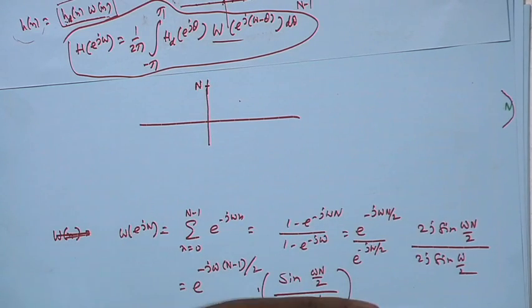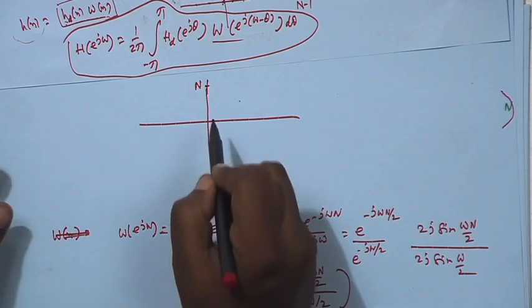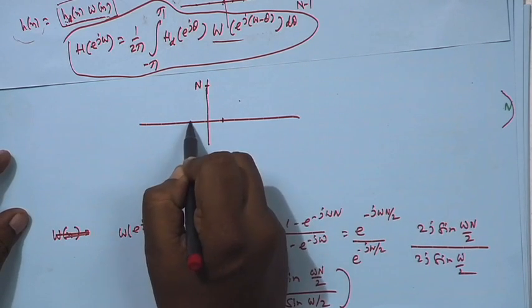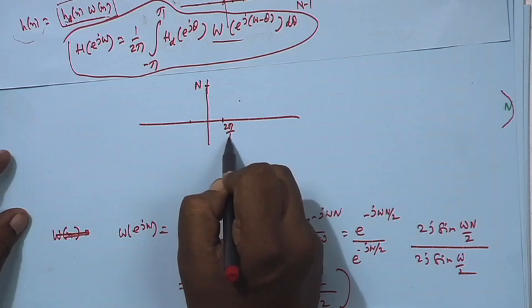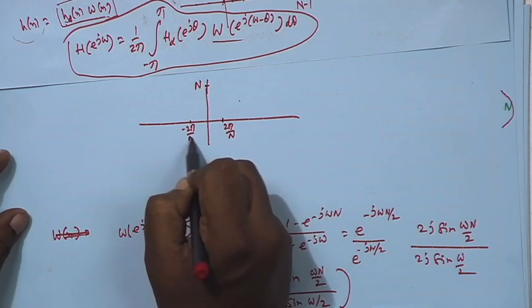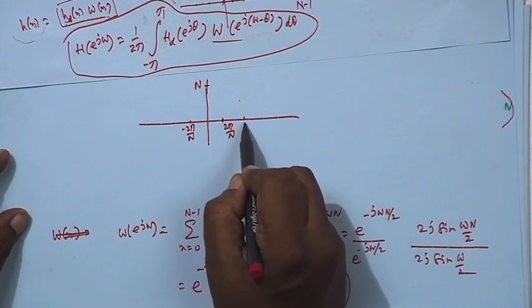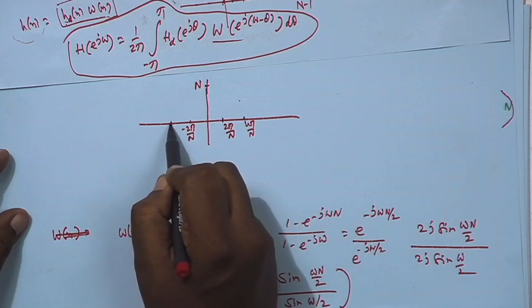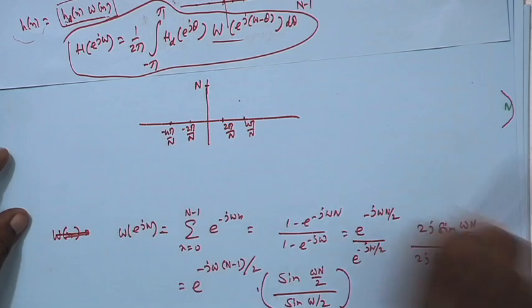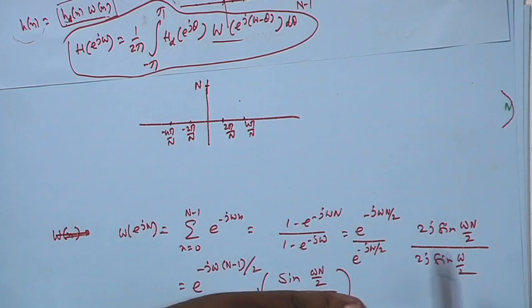Then look at the numerator only. The numerator is a periodic function. It will have the first 0 crossing when omega n by 2 is pi, or omega is 2 pi by n. On this side, minus 2 pi by n. Second 0 crossing at 4 pi by n, here minus 4 pi by n, and so on. So, if the denominator is not present, this will go on. It is a periodic function of constant amplitude.